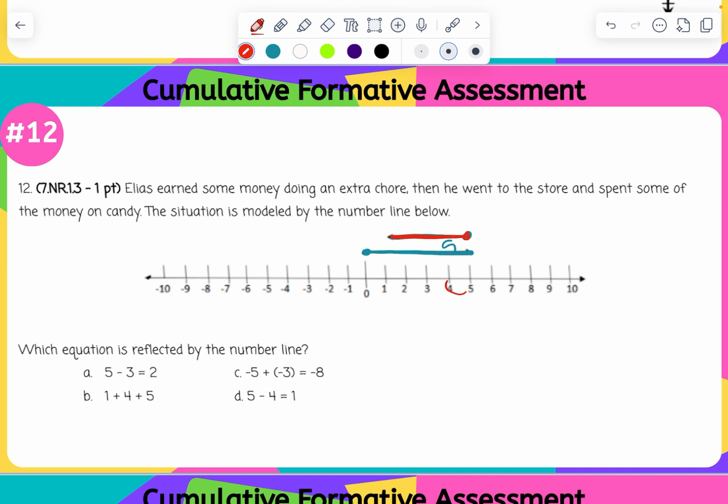So he earned 5, and then he went back. Let's count it. 1, 2, 3, 4. He went back 4. So let's look. He earned $5, and then he spent $4. He should have $1 left. Is it 4? And that's answer choice D.